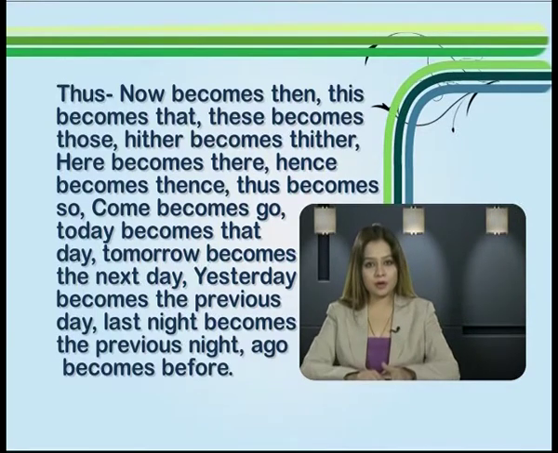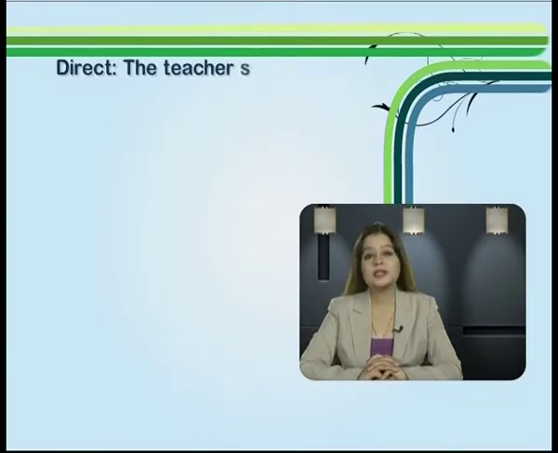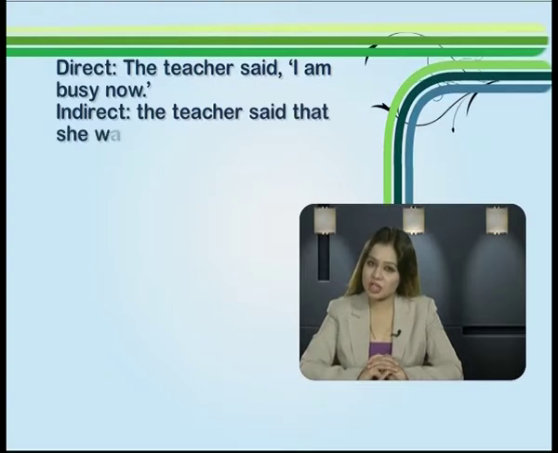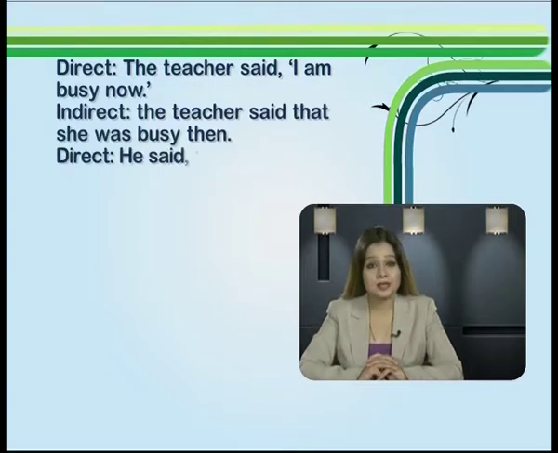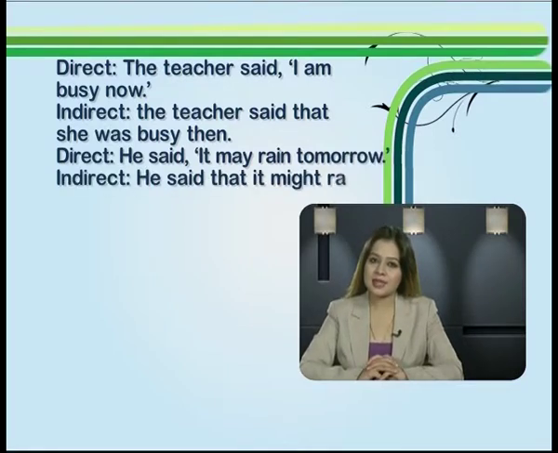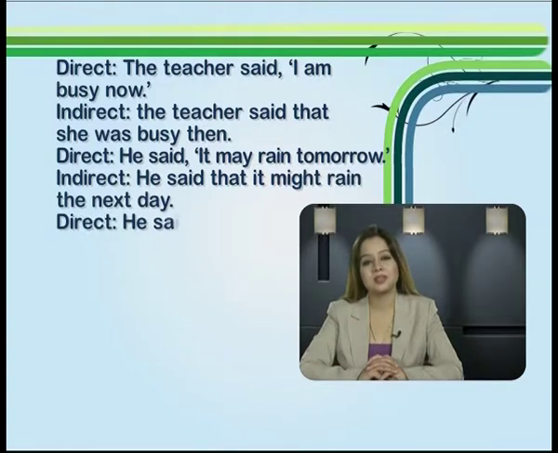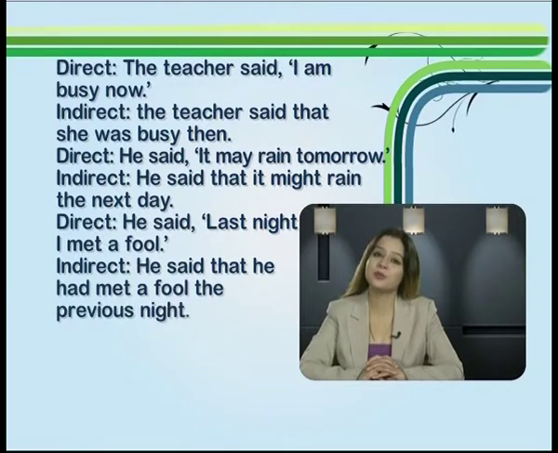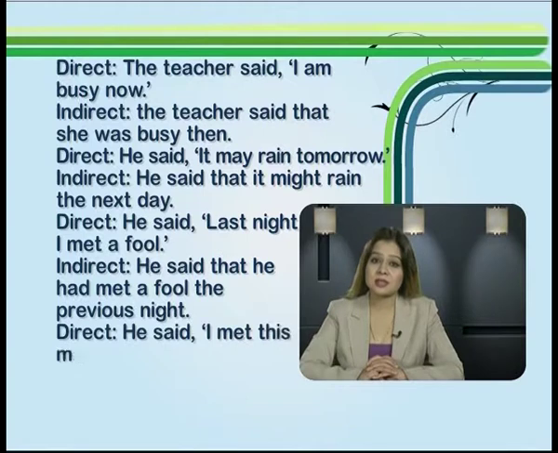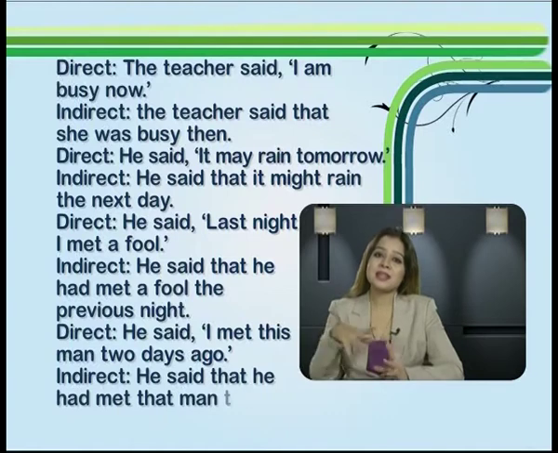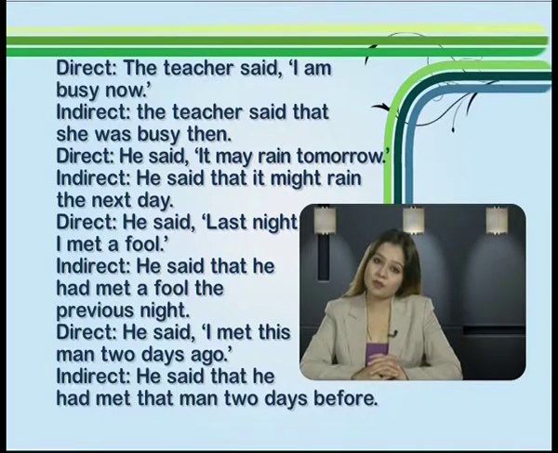Ago becomes before. Direct: The teacher said, "I am busy now." Indirect: The teacher said that she was busy then. Direct: He said, "It may rain tomorrow." Indirect: He said that it might rain the next day. Direct: He said, "Last night I met a fool." Indirect: He said that he had met a fool the previous night. Direct: He said, "I met this man 2 days ago." Indirect: He said that he had met that man 2 days before.